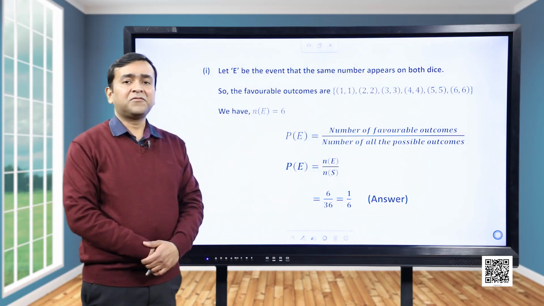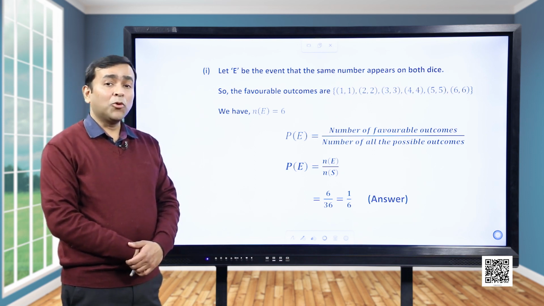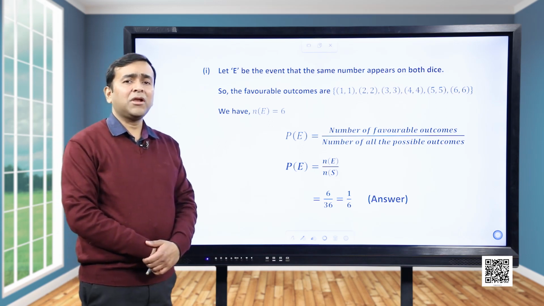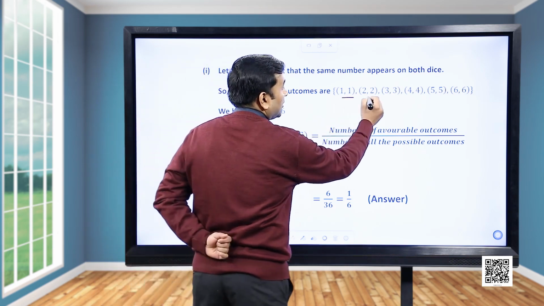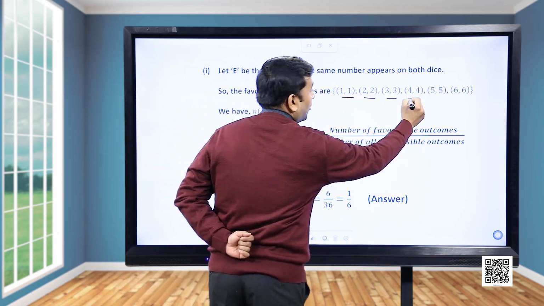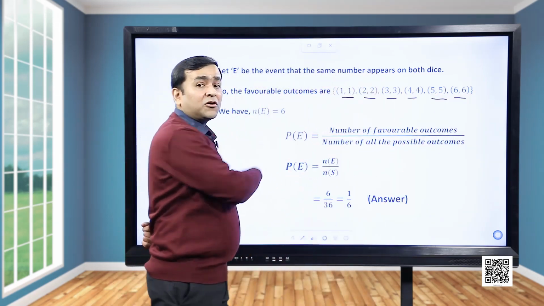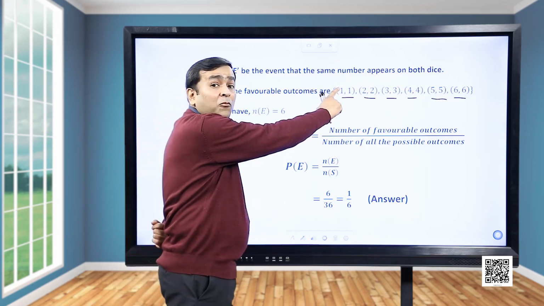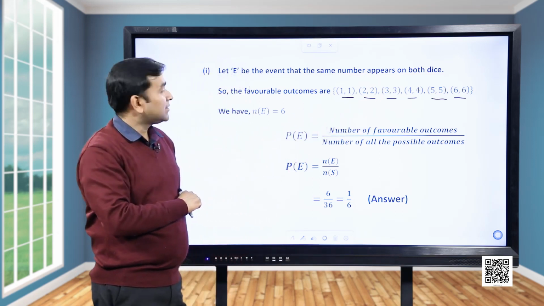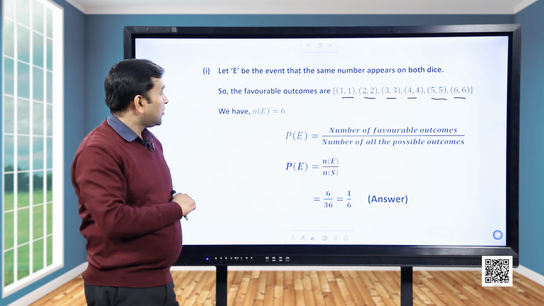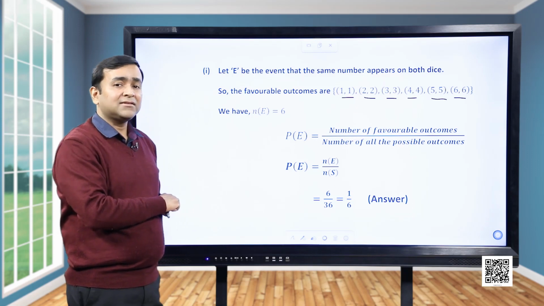So now let us solve the first part. Let E be the event that the same number appears on both the dice. So what are the favorable outcomes? We have the favorable outcomes as (1,1), (2,2), (3,3), (4,4), (5,5) and (6,6). Why? Because 1 appears on the first dice and the same number 1 appears on the second dice as well. So this is true for all numbers till 6. How many are the favorable outcomes? If you count these outcomes, we have favorable outcomes as 6 in number.